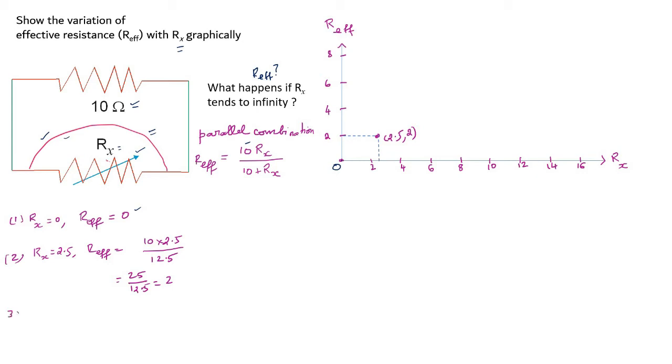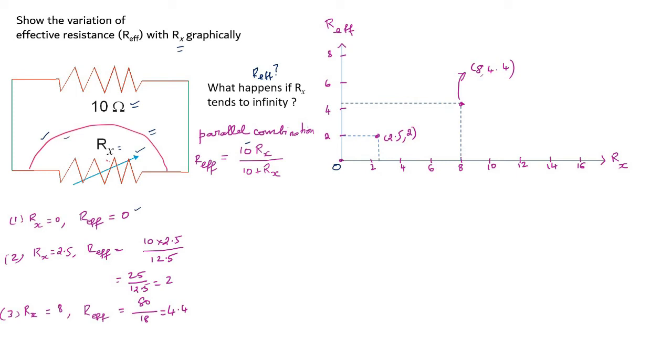Then the third value we are taking, Rx is 8. So 10 into 8 by 10 plus 8, that is 80 by 18, 4.4. You can take it as 4.5 also. A little bit this way or that way will not matter much, because we are taking sample values, and the scale we will have to take suitably. So this point is 8 comma 4.4.